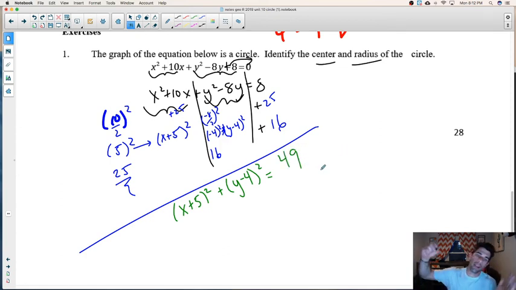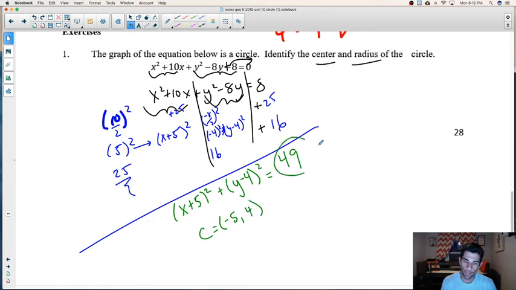We're really moving at an angle here, but we're doing it. So that means that the center, change the signs, is going to be (-5, 4). Then your radius is going to be the square root of 49, which is 7. And we have done it.